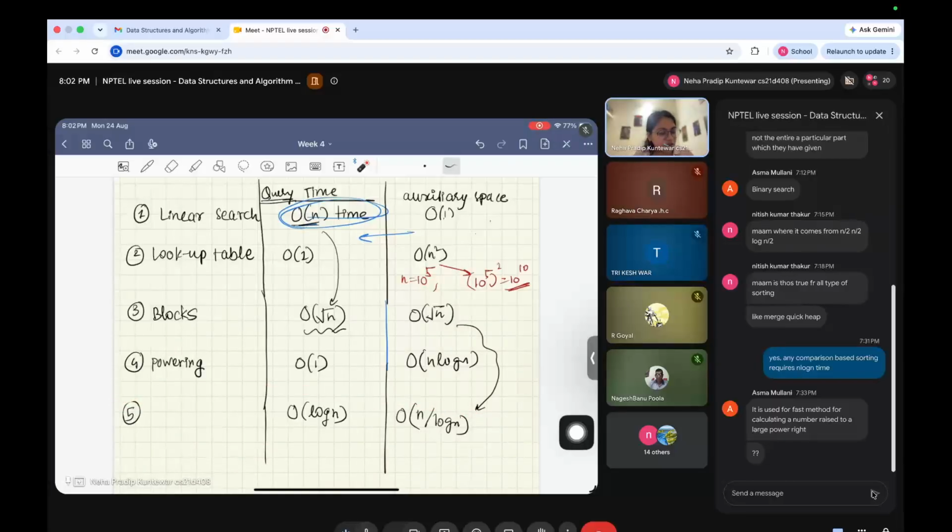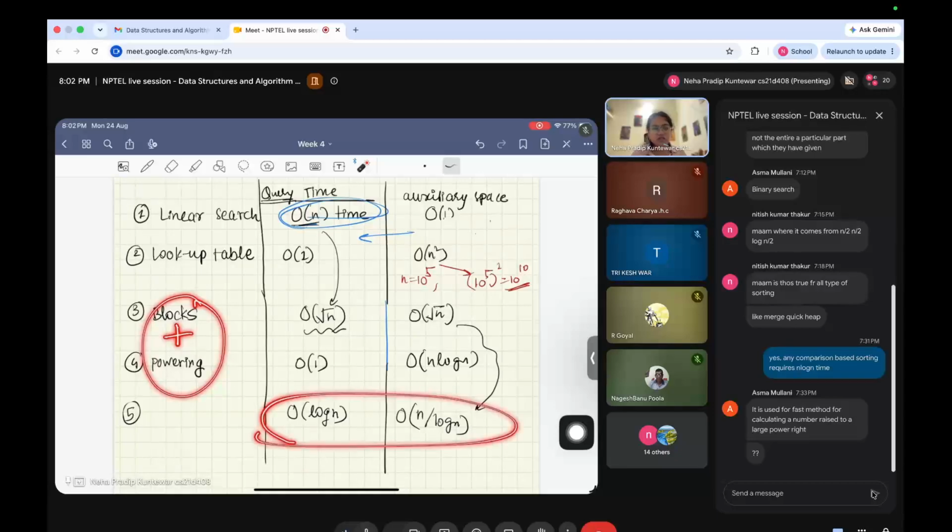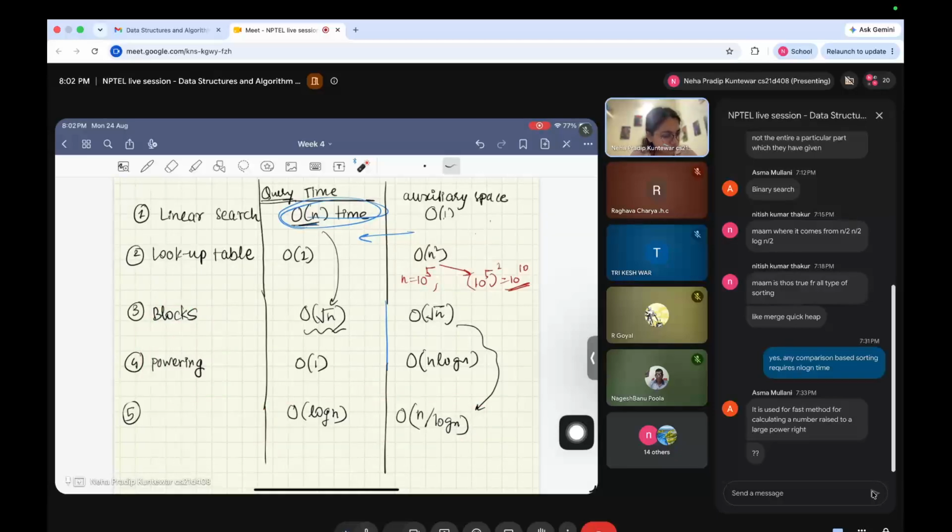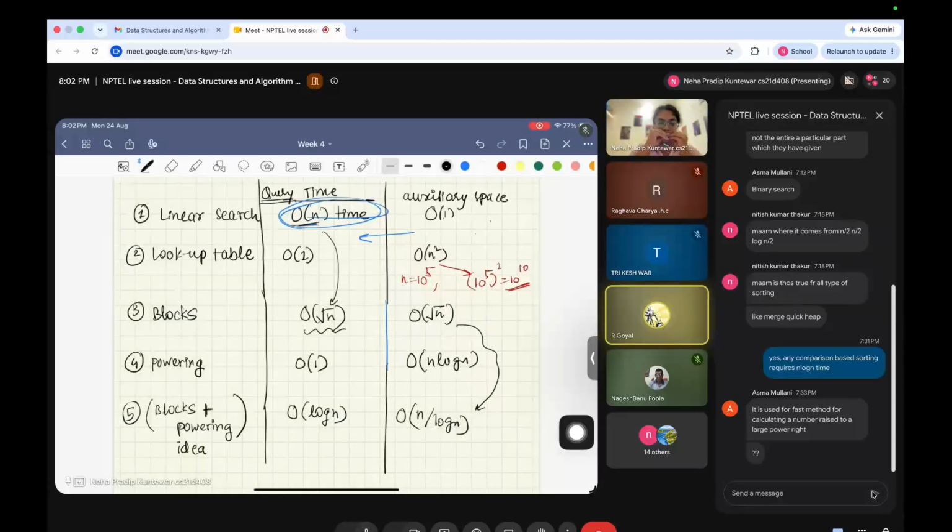Okay, so can you combine these two ideas, because this one seems to be taking more time, this one seems to be taking more space. So can you use sort of the best ideas of both of them, and essentially combine these two ideas to achieve this? Divide into the blocks and keep on halving the blocks every time.